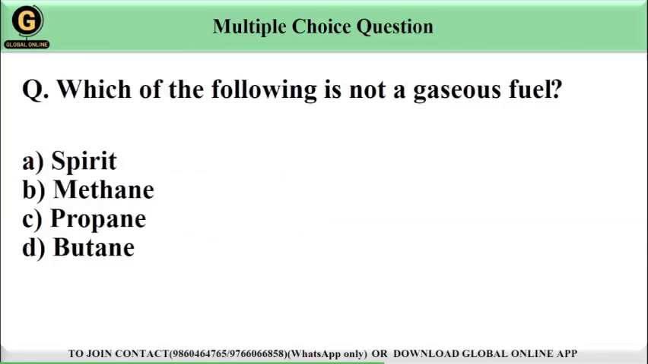Which of the following is not a gaseous fuel? We have options for this question. Option A, spirit. Option B, methane. Option C, propane. And option D, butane. So guys, the correct answer will be spirit because spirit or ethanol is a liquid fuel while methane, propane and butane are all gaseous fuels and they are commonly used for heating and cooking. So the correct answer is option A, spirit. Let's move to the next question.